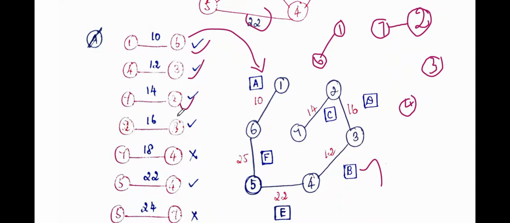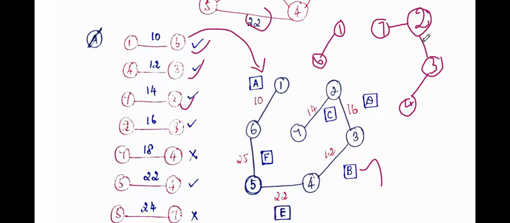Next is 16. 16 is 2 to 3. If we add that 2 to 3, we cannot add 2 to 3 in the MST, right? Because we form the cycle here. No. So already these are the minimum edges: 1 to 6, 7 to 2, 4 to 3, and next minimum is 2 to 3. Just check the cycle every time. So we connect 2 to 3 here. So here it doesn't form the cycle.